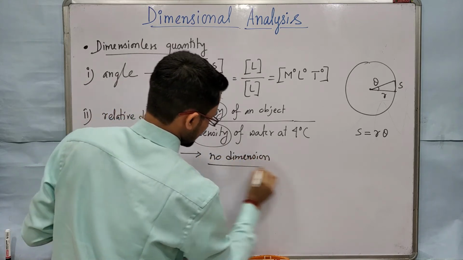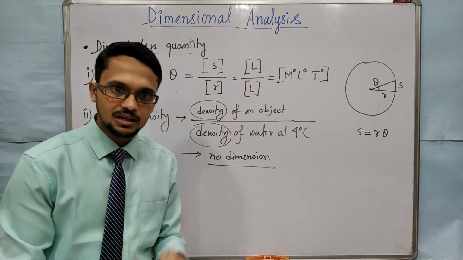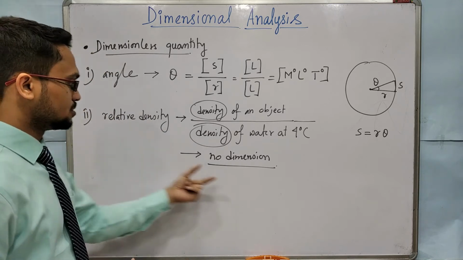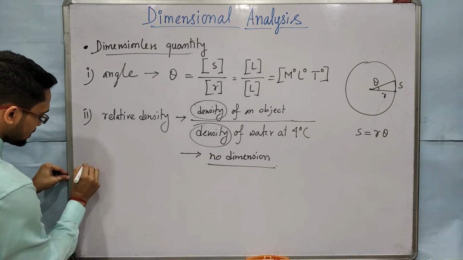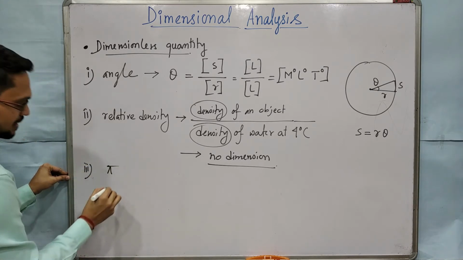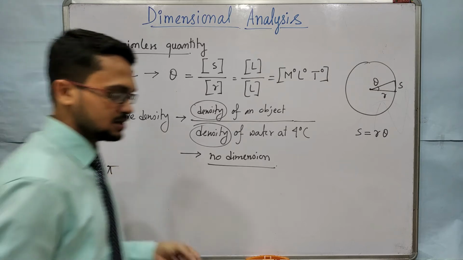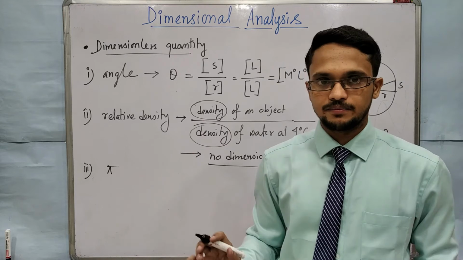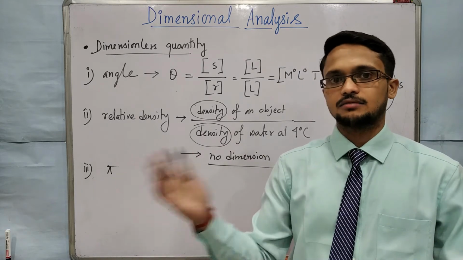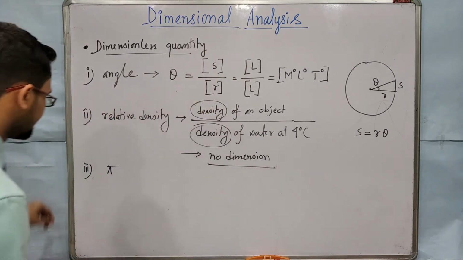Those physical quantities which are the ratio of two similar quantities have no dimension. Third one, pi. You have read pi equal to 22/7. This is a number, so it has no dimension. So any number has no dimension. Take any number, 3, 4, 5, 1 lakh, 1000, whatever, they have no dimension.